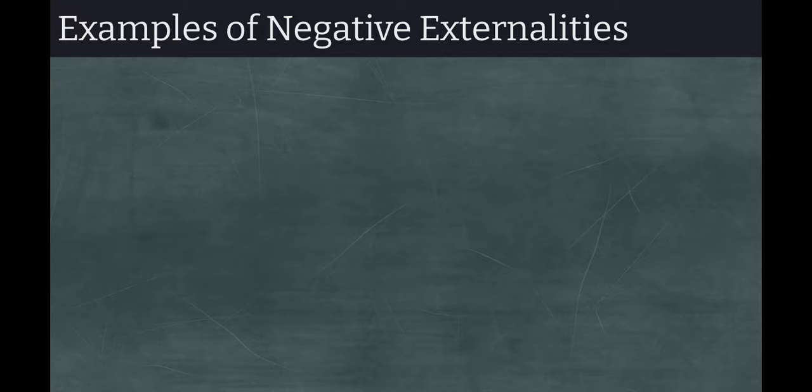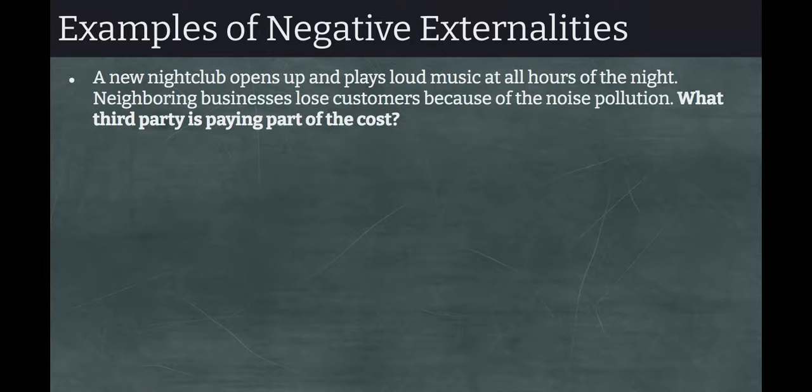All right, let's take a look at some examples of negative externalities. So suppose that a new nightclub opens up and plays loud music at all hours of the night. Neighboring businesses lose customers because of the noise pollution. So in this example, what third party is paying part of the cost? All right, so if you said those neighboring businesses, you are correct. So the initial two groups involved in this interaction are the nightclub and the people who go to the nightclub. So these neighboring businesses are a third party that's being negatively affected. They are paying part of the cost. They are losing customers because that nightclub is polluting with noise.